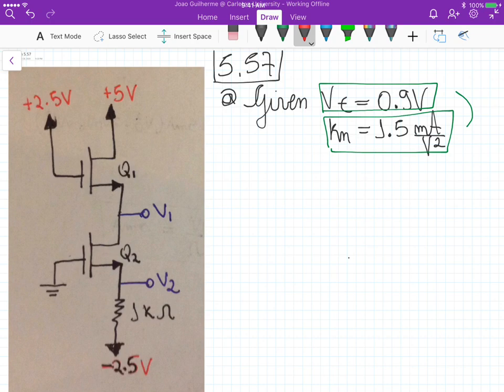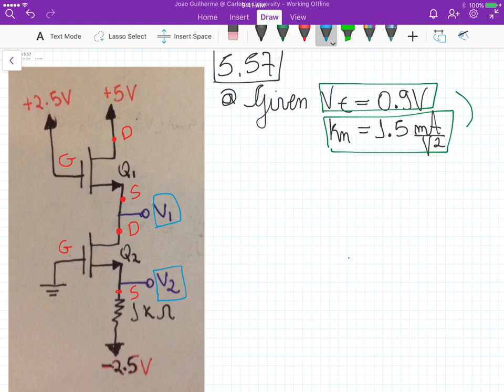So first, this is the drain of the first transistor. Then here we have the source of the first transistor and the drain of the second one. Here is the source of the second transistor. And then here we have the gate of the second and the first transistor. Okay, so in this particular problem we need to define V1 and V2.